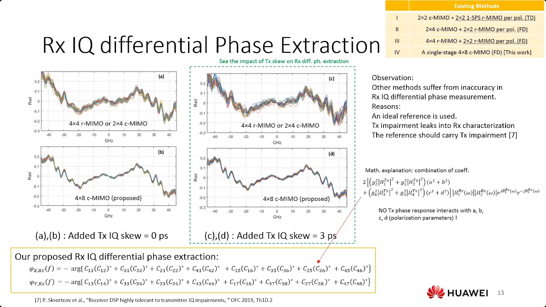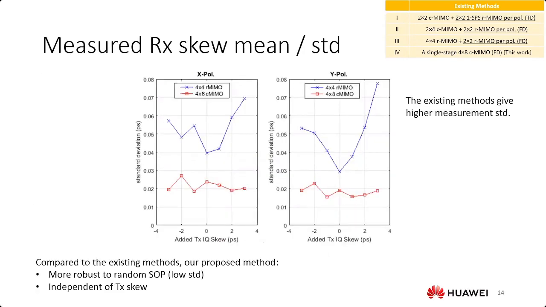So finally, we summarize using the standard deviation by comparing with other approaches. We can see that other existing approaches have a higher standard deviation measurement error. Compared to them, our approach is more robust to random SOPs, giving you less error, and is also independent of the transmitter skew.